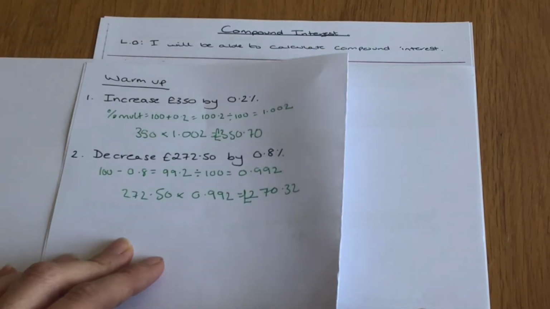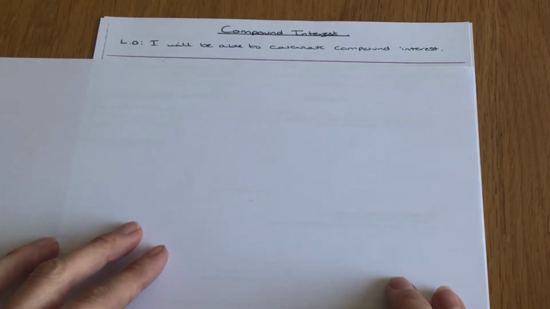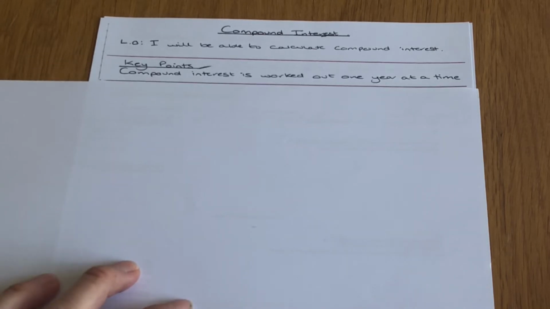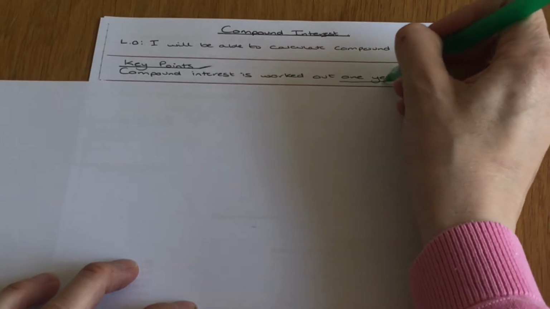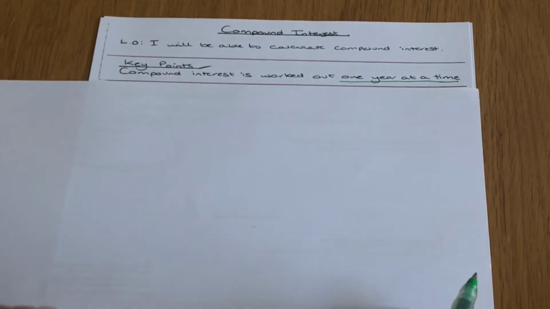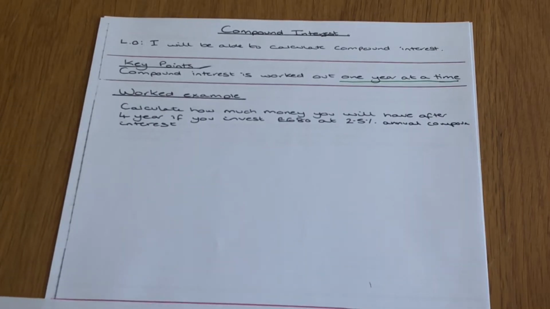Okay, so today's lesson we're looking at compound interest. Now this is the interest that the banks use, and our key point here is that compound interest is worked out 1 year at a time. Okay, so if we look at our first worked example, calculate how much money you have in your account after 4 years if you invest £680 at 2.5% annual compound interest.